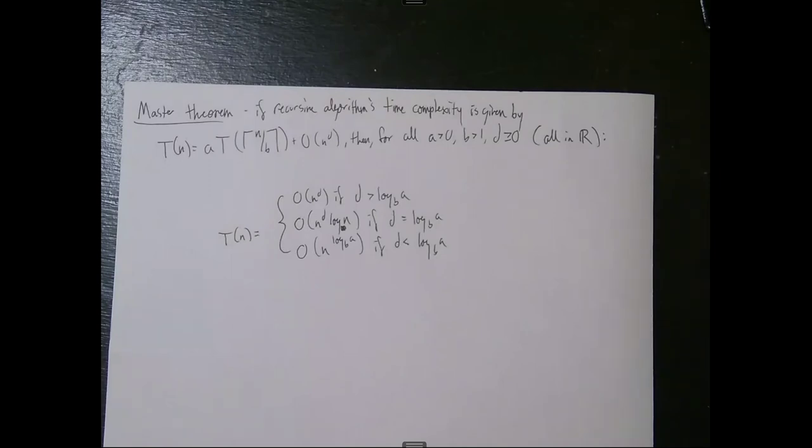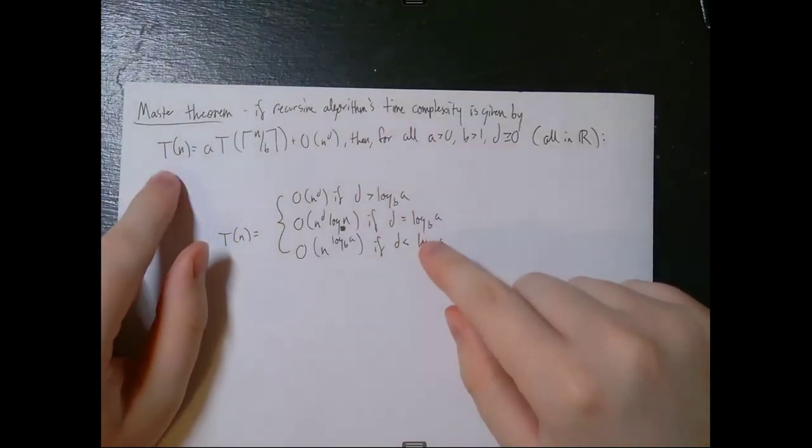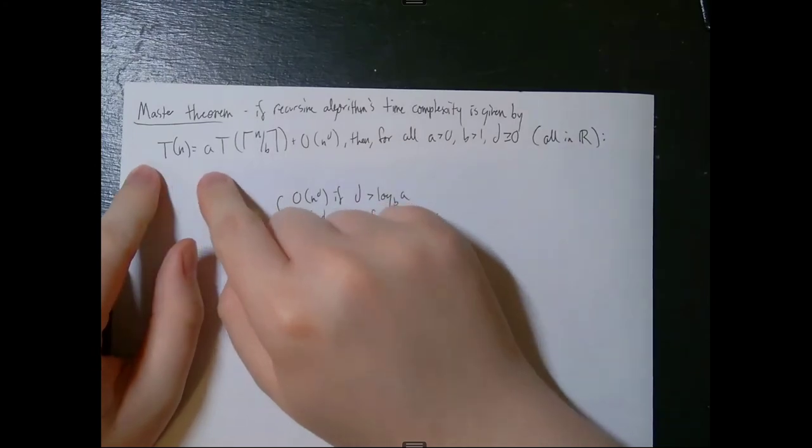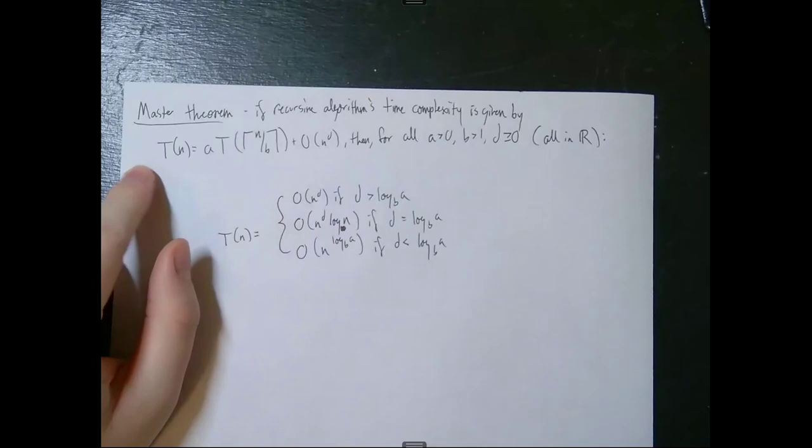basically, the Master Theorem, it sounds super cool. It sounds like you could use it all the time. You can't use it all the time. You can only use it for recursive T functions in the form of T of n equals a times T of n over b plus O of n to the d.